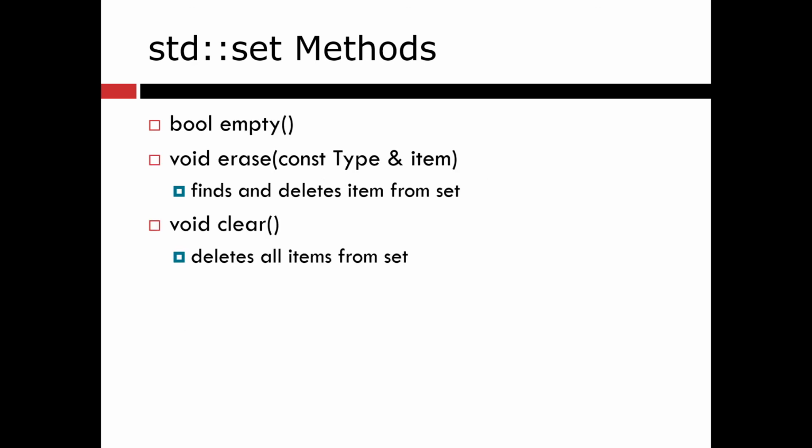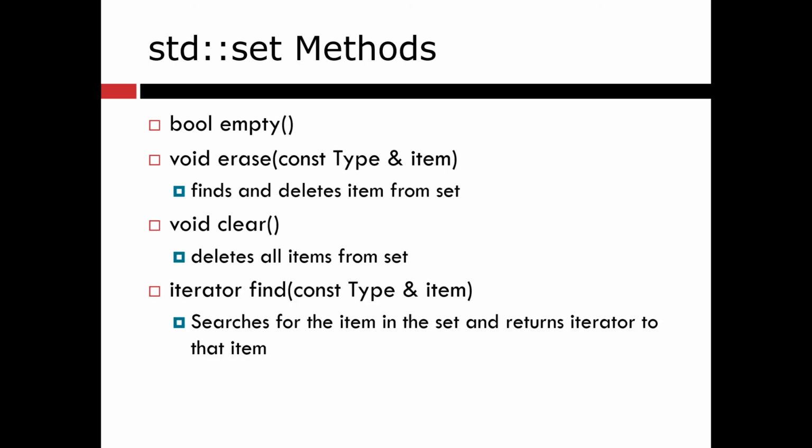Some other methods. We have an empty method that will tell us if our set is empty or not. It's always useful. We've got an erase. That's going to allow us to go into our set and remove an item from inside the set. We're going to be able to delete everything from inside of our set. This just allows us to clear everything out, get back to a steady state.